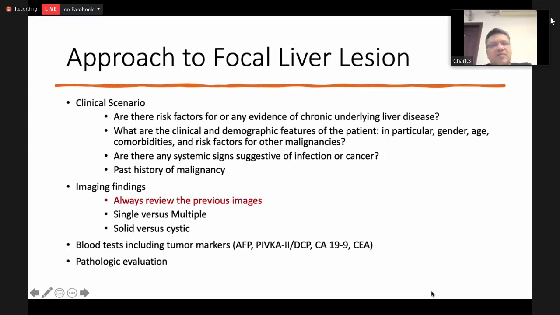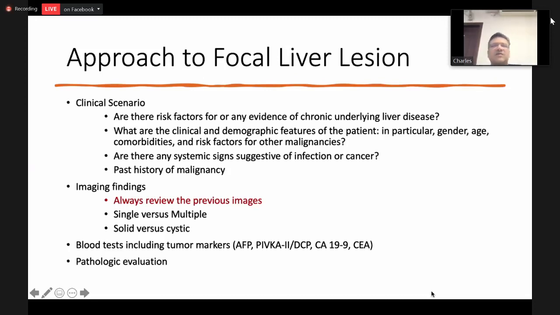Does the patient have risk factors for hemochromatosis? Is there any family history of chronic liver disease? Is the patient an alcoholic? Does he have underlying non-alcoholic steatohepatitis, and does he have features of metabolic syndrome? Always look for any evidence of underlying chronic liver disease before you proceed.